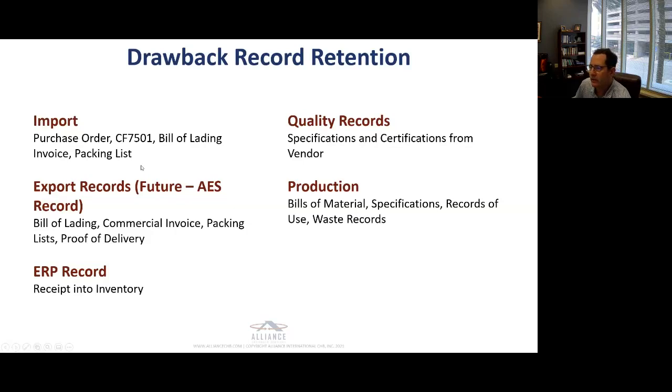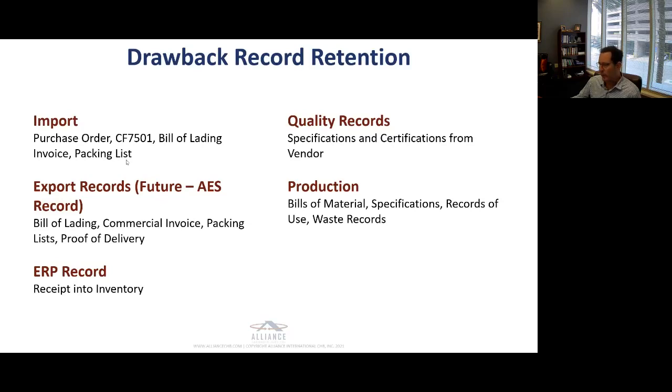Purchase orders in many cases these days could just be an email. The Customs Form 7501, that's an important document. That's the customs entry document that's associated with imports in the United States. Import bill of lading, marginally useful. The commercial import invoice is very important to the drawback process. That's where we're going to see part numbers, values, and so forth. Packing list, marginally important. The export side of the equation is normally where we run into issues.